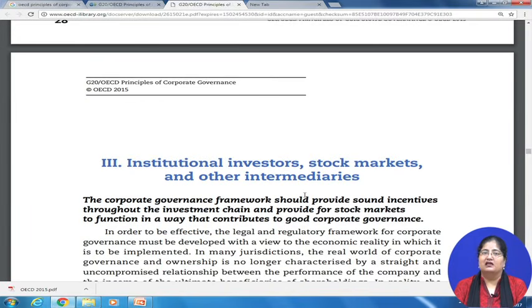The third one is institutional investors, stock markets and other intermediaries. So you can see that this set of principles is really looking after the interests of all associated with the organization. And so in the corporate governance structure, the interests of everybody connected to the organization are being taken care of.